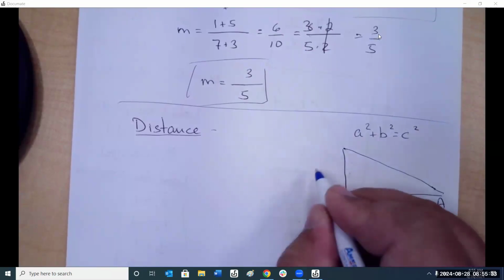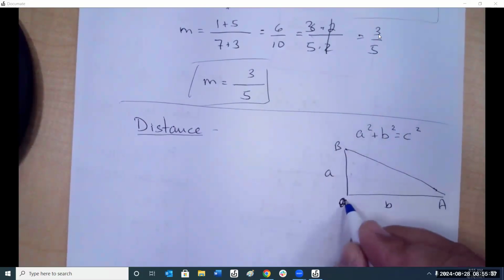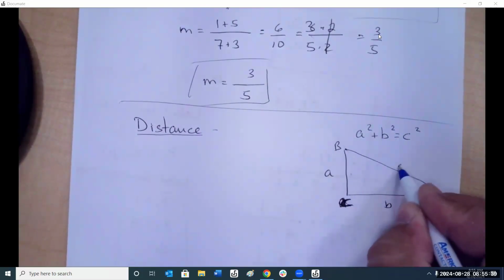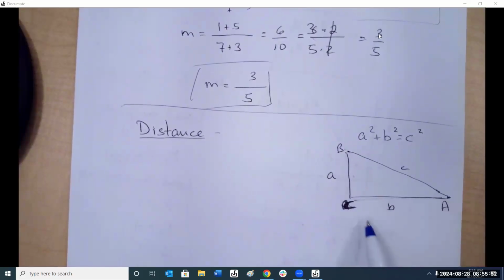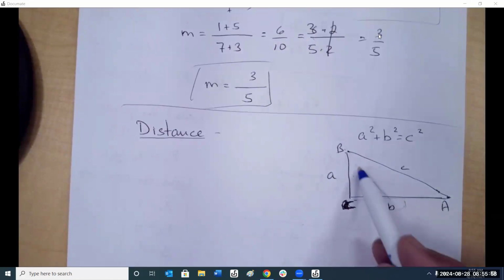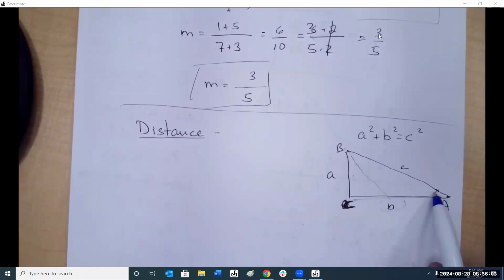I'll make this A, B, and make that C. In trigonometry, because this is geometry, the capital letters represent the points and little letters represent the lengths. So the length from C to A is that little distance b, because it's opposite of where that angle is. Here's angle A, so that's a.